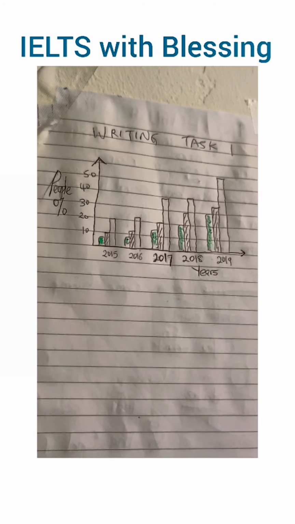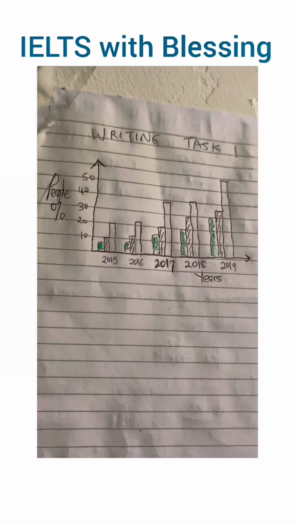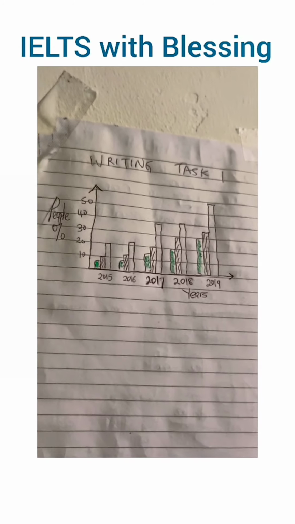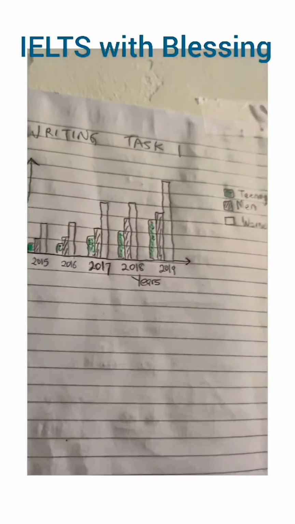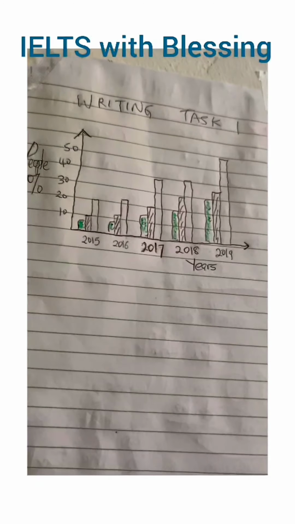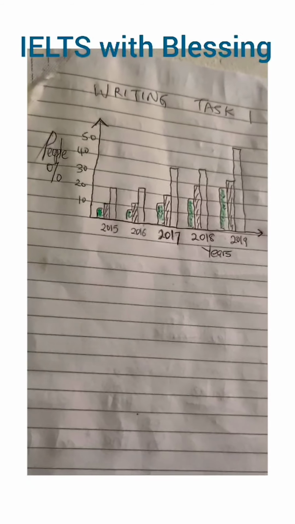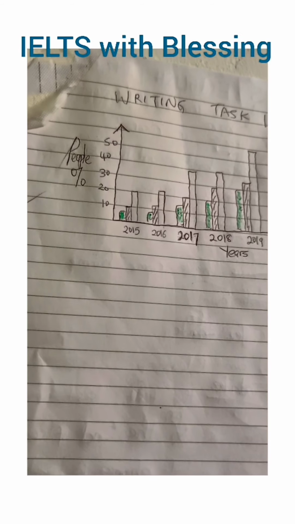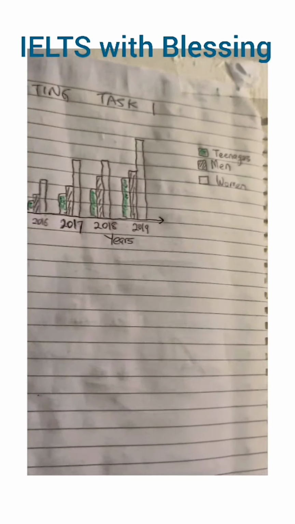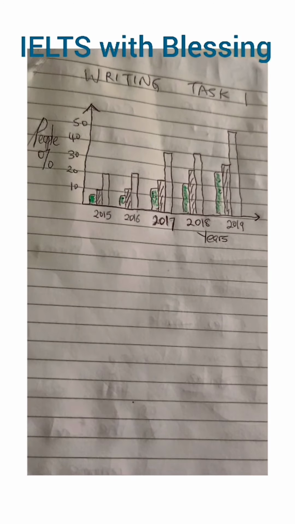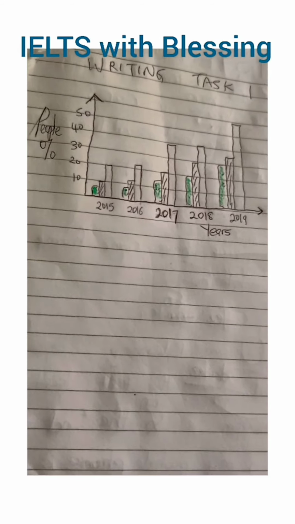This is an example of a bar chart. It was just a random example. You could be given a bar chart, a line graph. Sometimes it's a table, sometimes a pie chart, sometimes a diagram or a process, sometimes a map, and at times it's a combination of the above, which is multiple tasks. Always remember that Writing Task 1 is not an essay, it is actually a report.